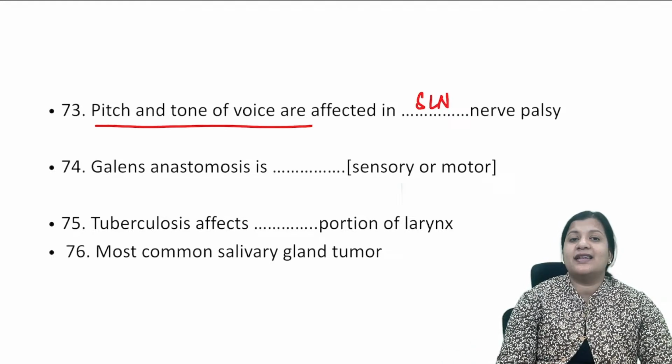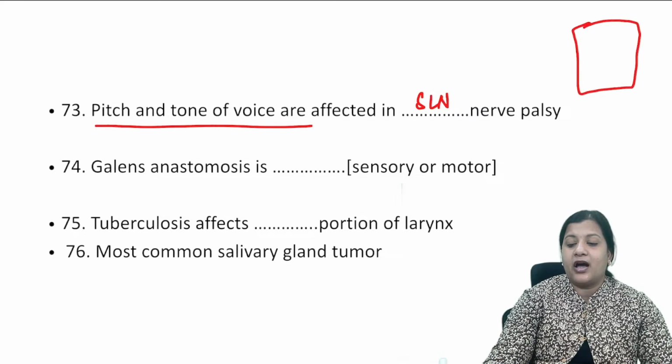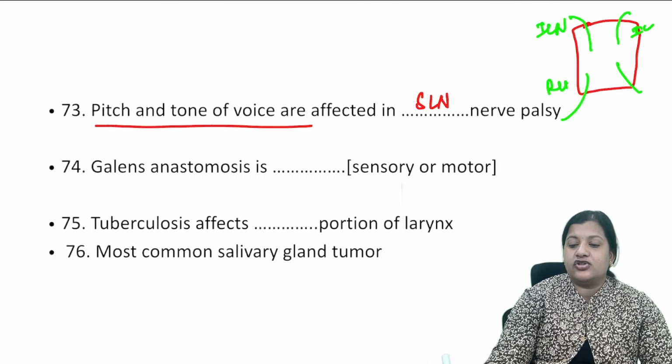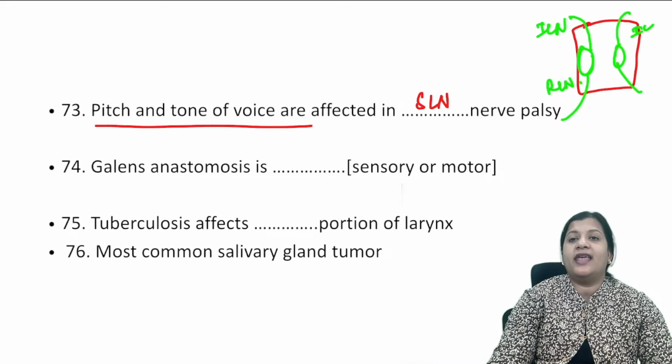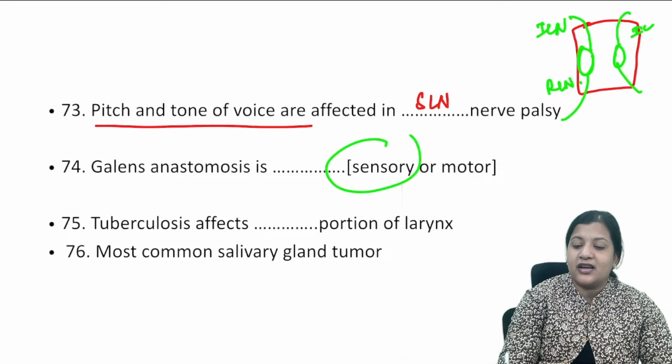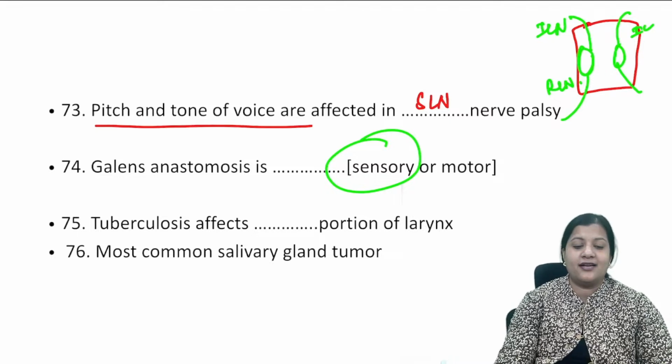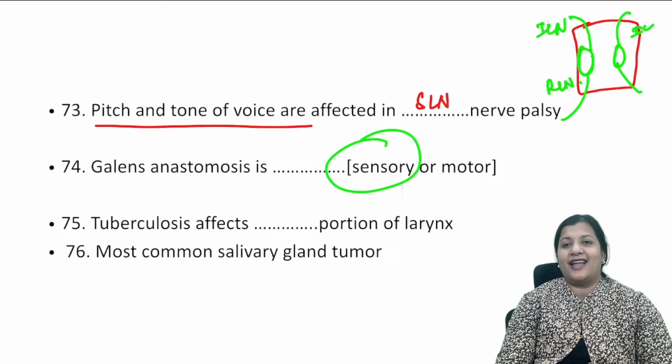Yes. Galen's anastomosis is sensory or motor? We know the upper half of the larynx receives the sensory supply from the internal laryngeal nerve, and the lower half receives from the recurrent laryngeal nerve. So these both nerves form an anastomosis on the larynx. This is called Galen's anastomosis. So it is between the sensory fibers of the superior laryngeal nerve, which we call the internal laryngeal nerve, and the recurrent laryngeal nerve.